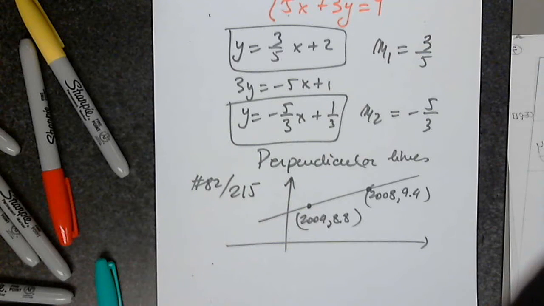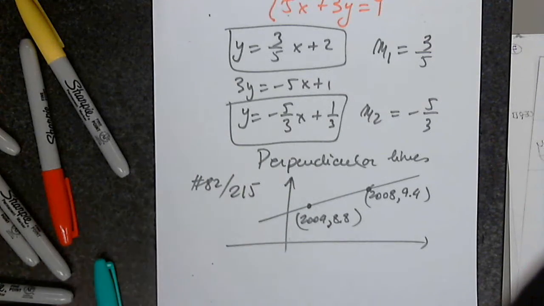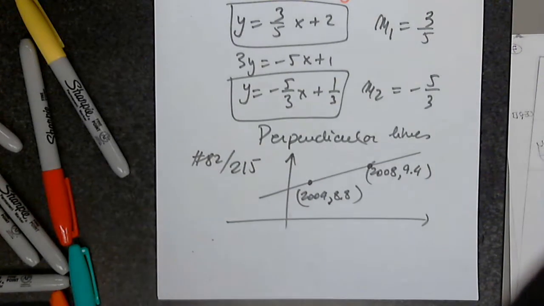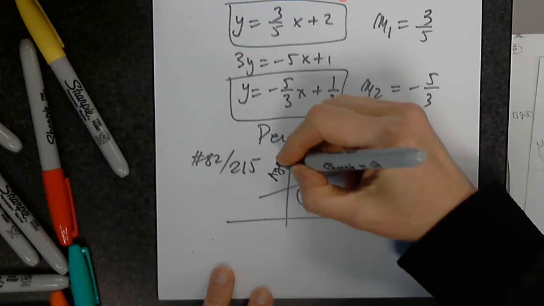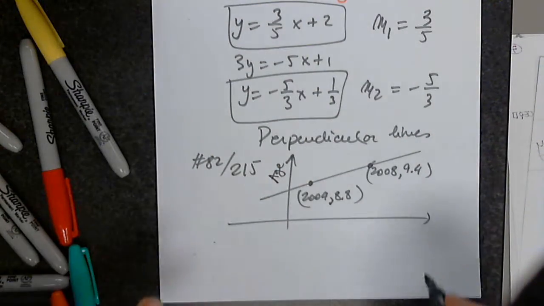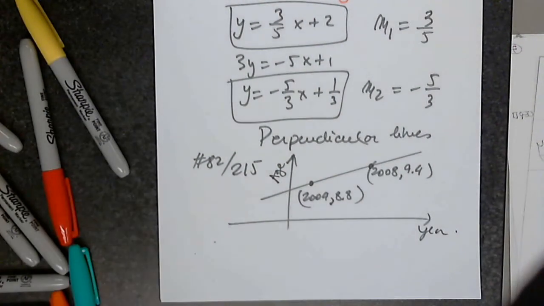Write the slope as a decimal. That's all they want us to find, and identify what it means. They only want us to find the slope. So this is the age of the vehicle, and this is the year. So we want to identify the slope and say what it means.